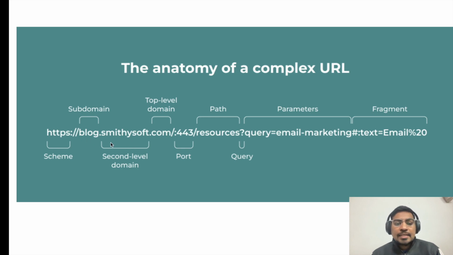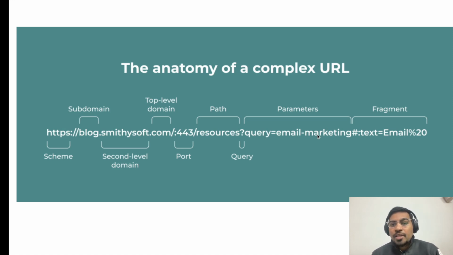So you can say that this is complete domain information, which is further divided into subdomain, second level domain, and top level domain. Then we have a port number. If some numbers are there after the domain, it's known as a port number. And then we have a path, that is resources. And after the question mark, everything that comes after it is the query parameters.